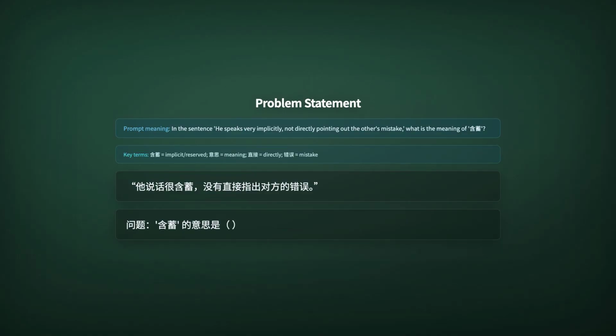Notice that it is an adjective modifying how he speaks, and it's paired with a phrase which translates to not directly. This setup immediately hints that the word should relate to indirectness, as the speaker avoids pointing out errors outright, guiding our initial interpretation before even examining the options.